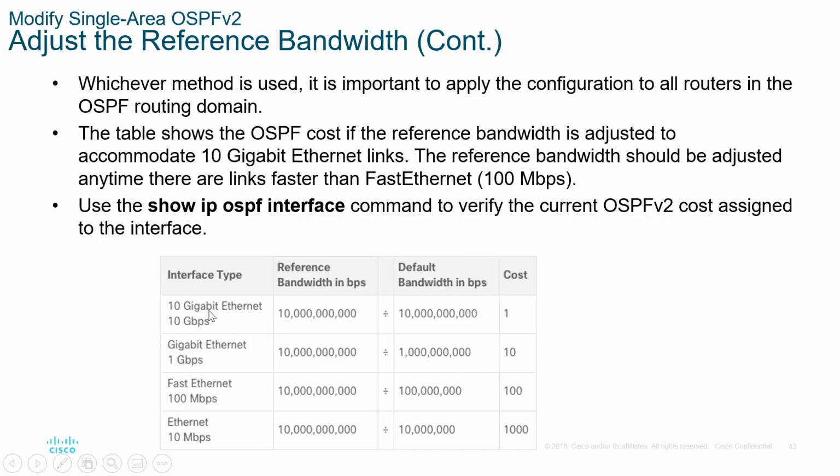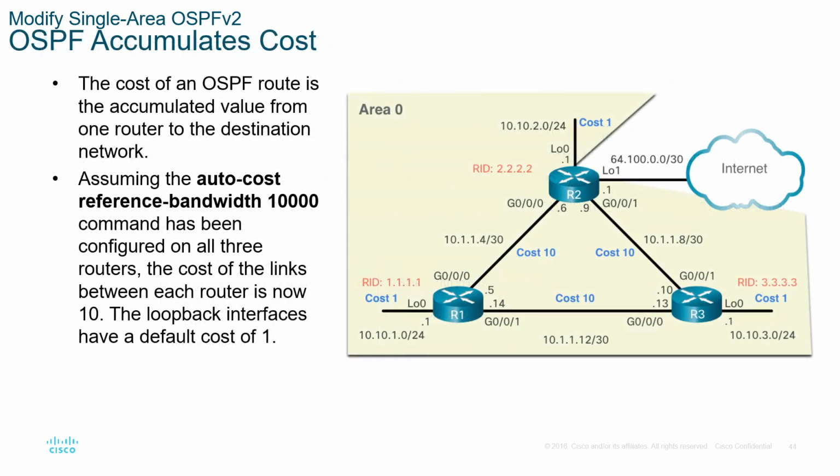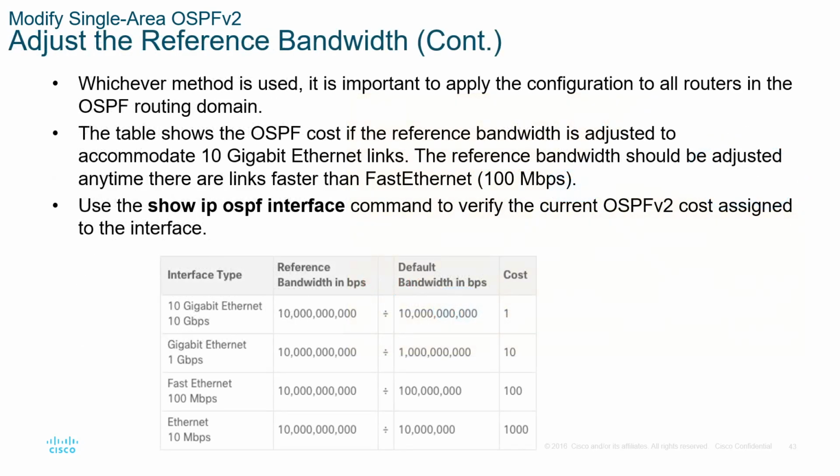Once you change the cost, check it out. If you change the reference bandwidth to 10,000, now your 10 gigabit Ethernet will have a cost of 1. Now your gigabit will have a cost of 10. So you will now prefer the 10 gigabit compared to the 1 gigabit. Is that clear? If you don't change the reference bandwidth, it's going to be the same thing for OSPF. It doesn't matter, and it will make the wrong decisions. So that's an issue.